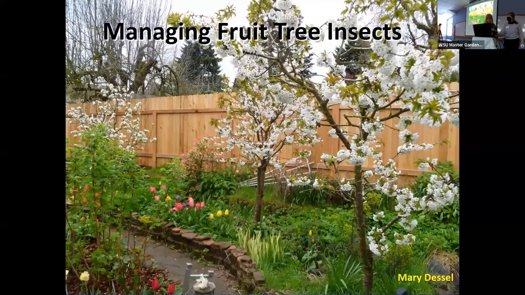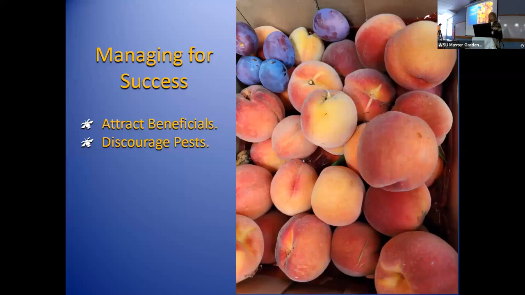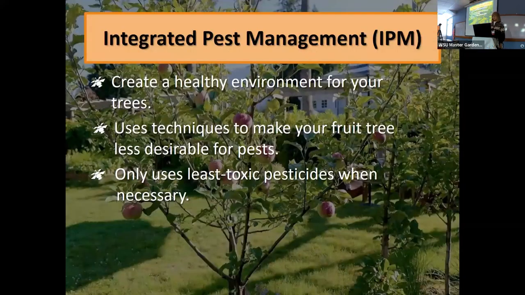Okay, great. All right, so today what we're going to do is look at attracting beneficials and discouraging pests. And we're going to use this process called integrated pest management. It's a pretty big name, so we'll just refer to it mostly as IPM. And there's a couple of tenets involved with integrated pest management, or IPM. And one is that you want to create a healthy fruit tree. Because think about it, if your tree is under stress, it's going to be more vulnerable to pests.